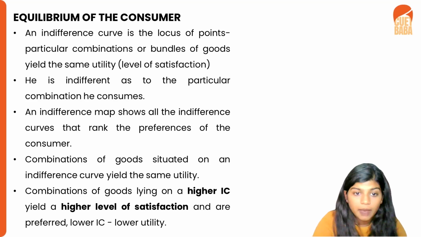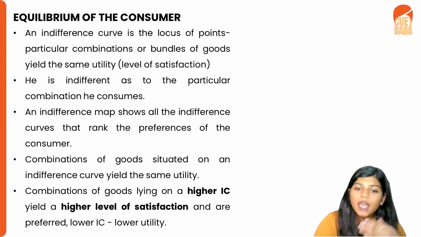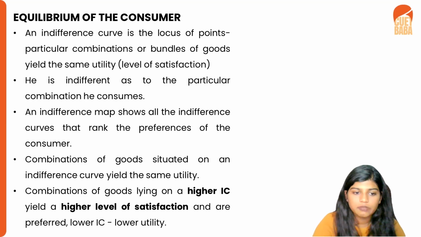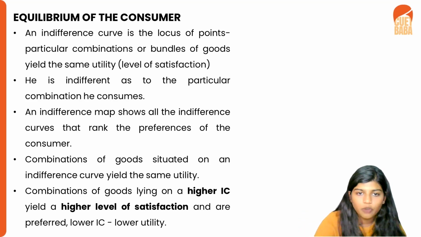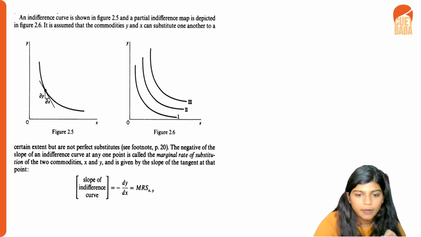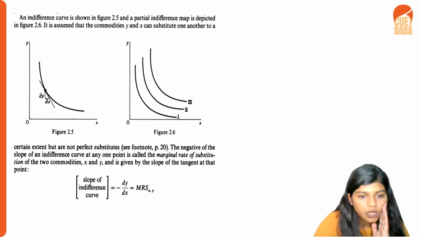Then we have an indifference map that shows all the indifference curves that rank the preferences of the consumers. The combinations of goods situated on an indifference curve show the same utility, and the higher the IC, the higher the level of satisfaction; the lower the indifference curve, the lower the utility. We have already seen that with the help of a diagram. Moving on.